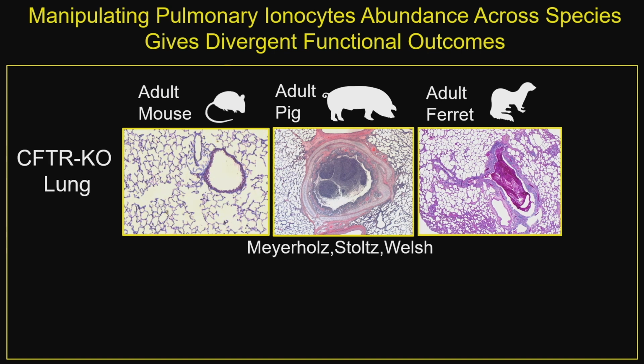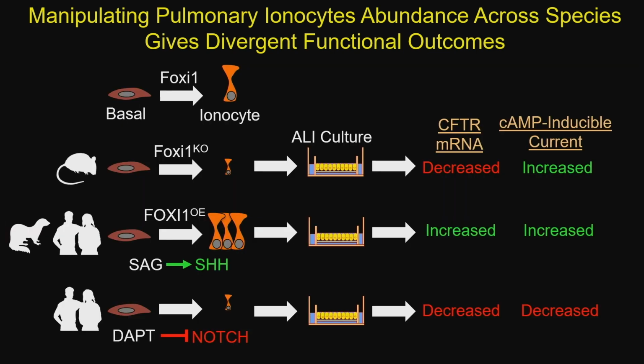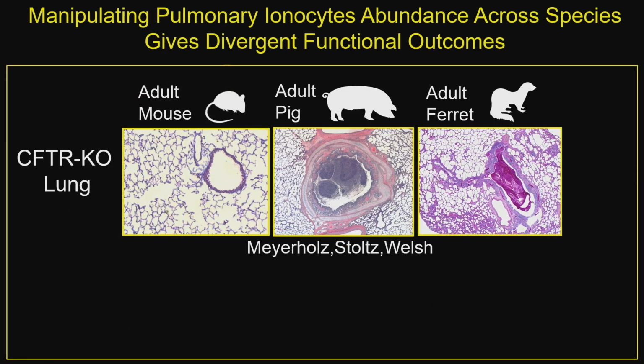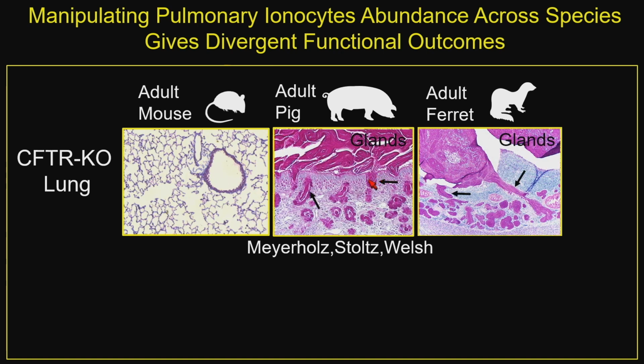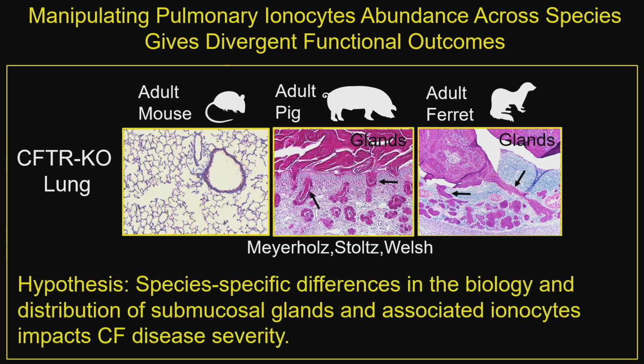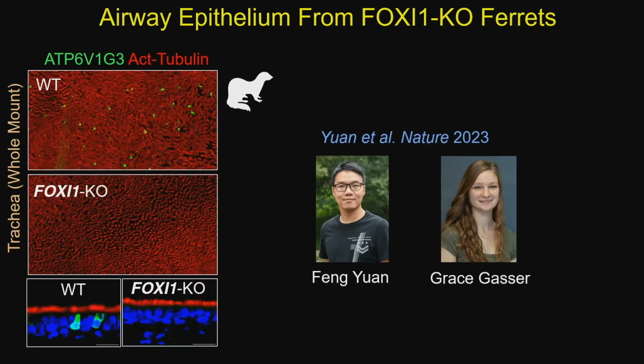About 5 years ago, we were intrigued by these species differences when we connected up with Jay to collaborate. Part of the hypothesis is that this could explain why CF ferrets, CF pigs, and humans get cystic fibrosis, but mice don't. Submucosal glands are an important component of this, and the Welsh Lab, David Stoltz, have done some nice work in CF pig on that. So the hypothesis was that species-specific differences in the abundance of submucosal glands and their associated ionocytes might be responsible, and we really needed to understand what ionocytes were doing.